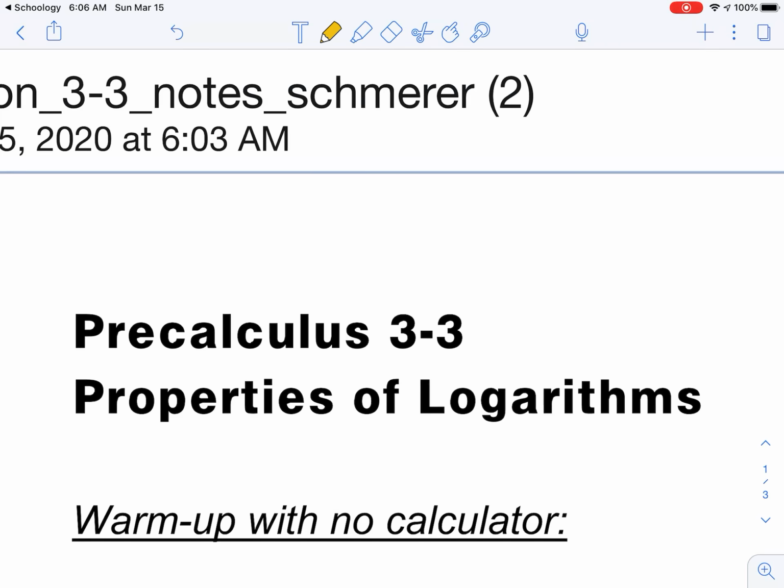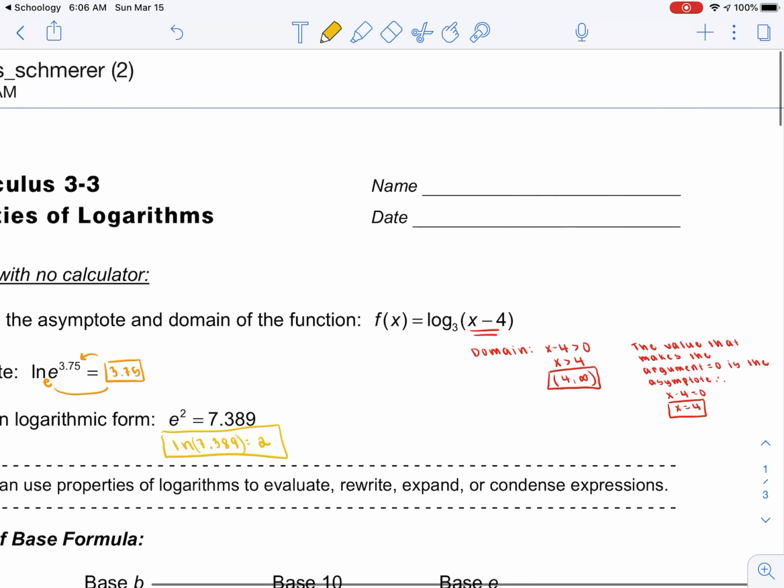Here are the answers to the warm-up. Feel free to pause and check my notes, and if you have any questions, please send me an email.